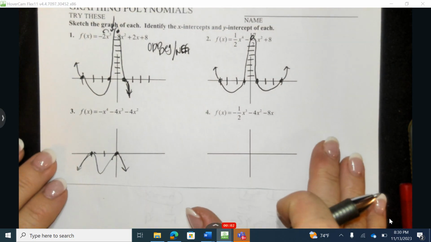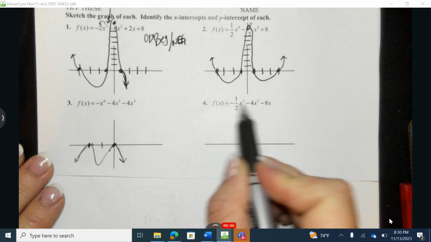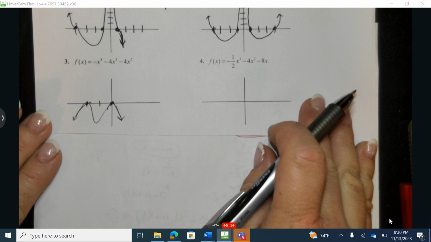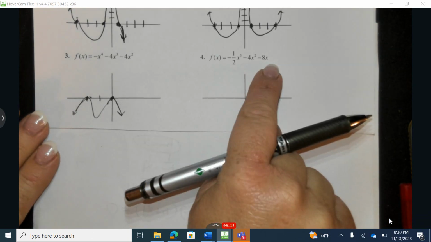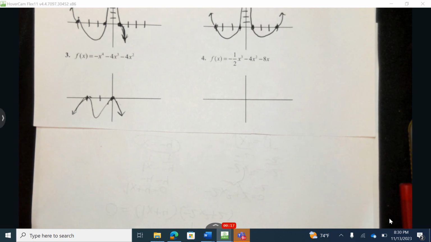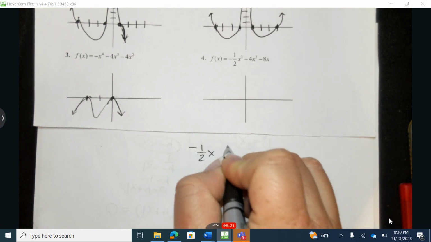Let's look and analyze the polynomial function for number 4. We're going to graph this without the use of a graphing calculator. So the first thing I see is that all terms contain at least one x. And I have a negative 1/2. That seems like it's going to be really confusing to leave there. I'm going to factor out a negative 1/2 x.